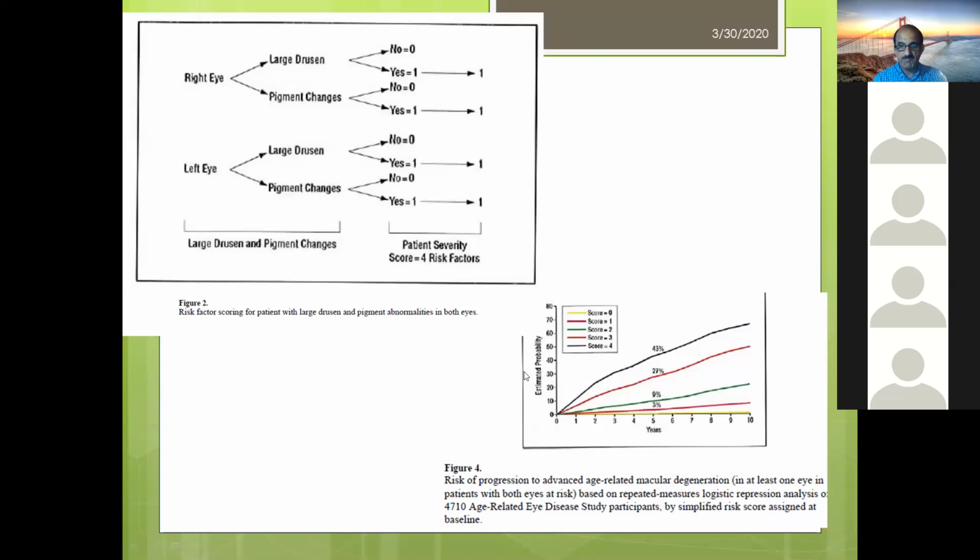So what they did, they plotted over 10 years. If the score is 1 at baseline, how much chance he has of developing the disease, and if it is 4, how much chance. So you can see 0, 1, 2, 3, 4. You can see that the one with 4 has the highest chance of advanced disease, meaning he will develop CNV or fovea-involving geographic atrophy. Are you getting? Are you hearing me?